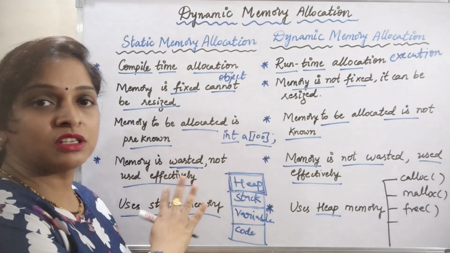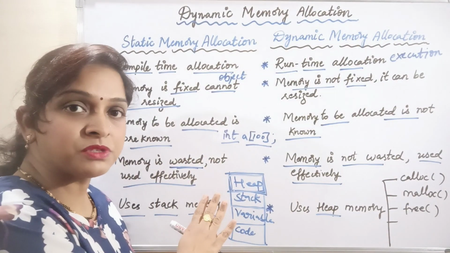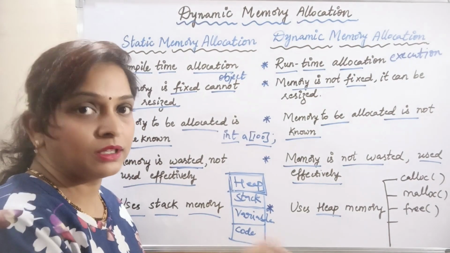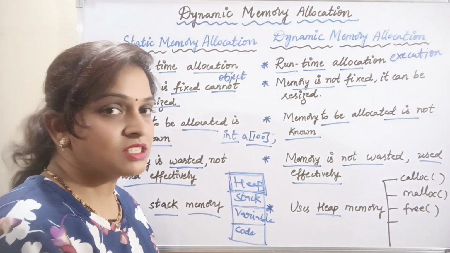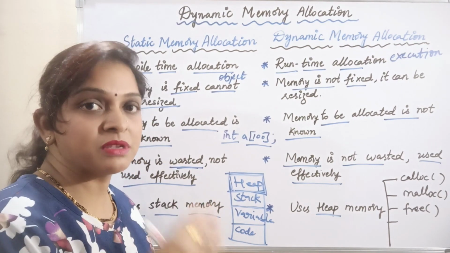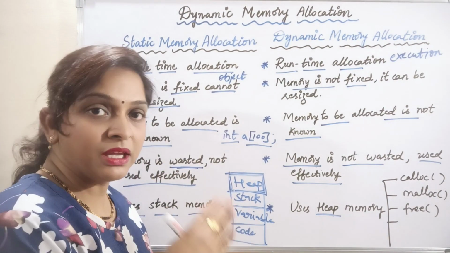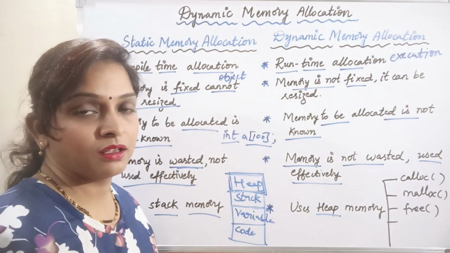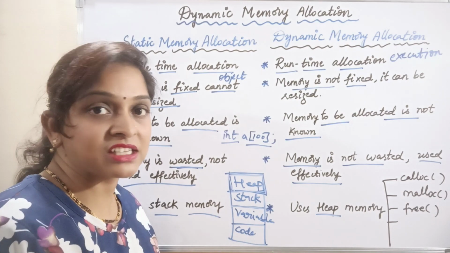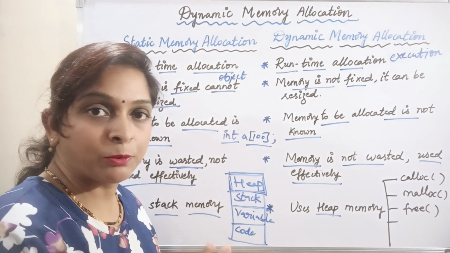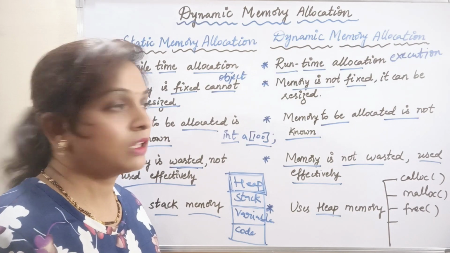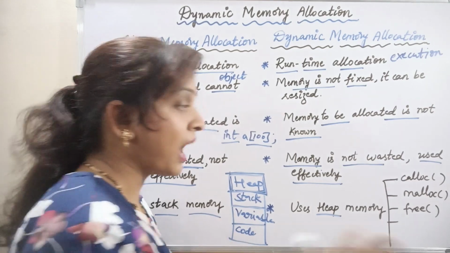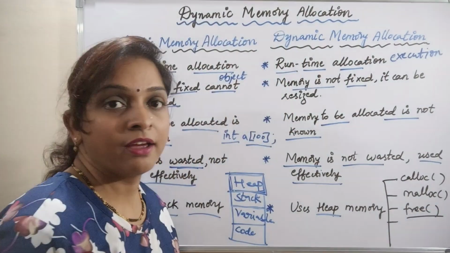But in static allocation, we need not free the memory. When the program reaches the end of the code, then the memory is released. So till the program is active, the memory will be active. When the program ends, the memory will be deallocated. So we need not have any extra function to release the memory. If the program is active, then the memory will be active. When the program is not active, then the memory will not be active. But here we have to deallocate the memory using free.